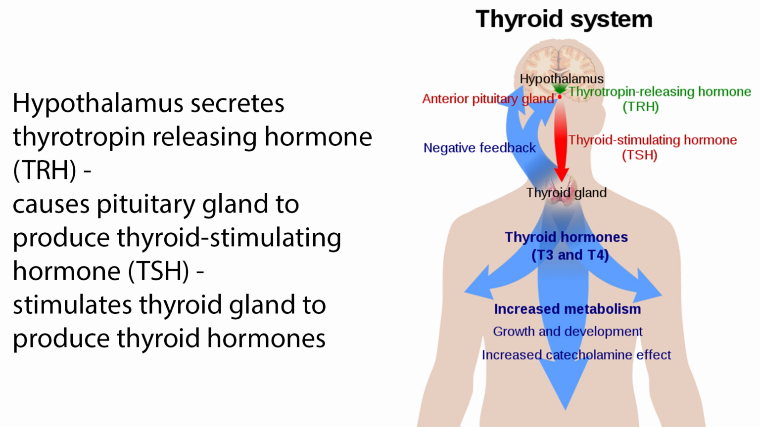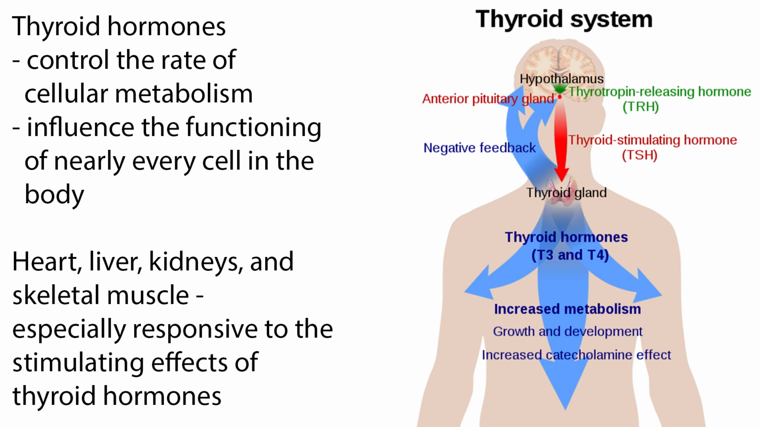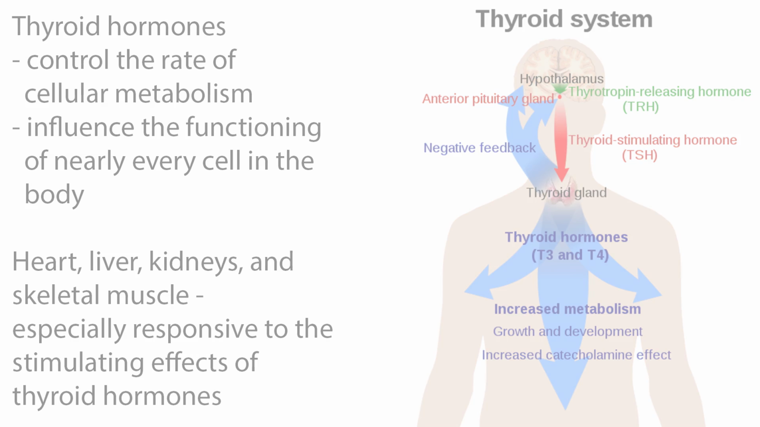The hypothalamus secretes thyrotropin-releasing hormone, or TRH, which causes the pituitary gland to produce thyroid-stimulating hormone, or TSH, which stimulates the thyroid gland to produce thyroid hormones. Thyroid hormones control the rate of cellular metabolism, therefore influencing the functioning of nearly every cell in the body. The heart, liver, kidneys, and skeletal muscle are especially responsive to the stimulating effects of thyroid hormones.